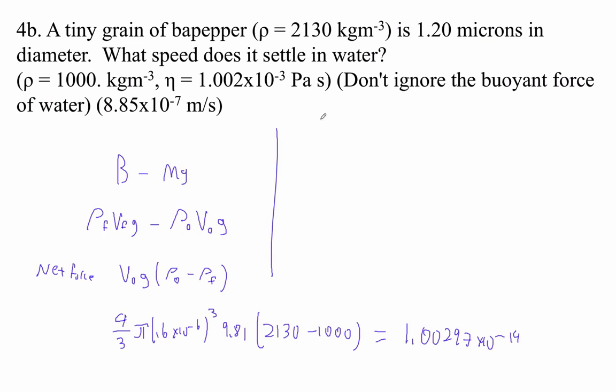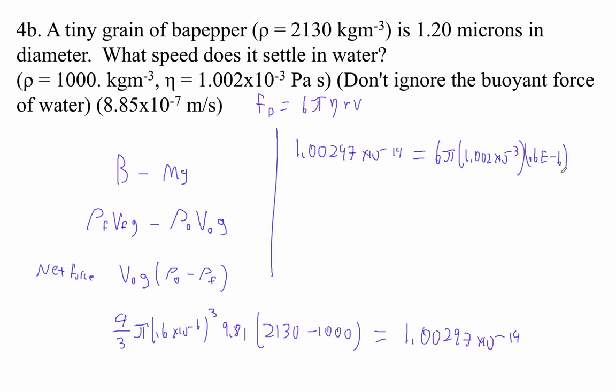And then you can just use the Stokes equation, 1.00297 times 10 to the minus 14th is equal to 6 pi times r times v. Don't forget the r. 6 times pi times 1.002 times 10 to the minus third times the radius 0.6 e minus 6, times v. So again, if you just divide by this, by this, by this, by this, you'll end up with the same velocity.